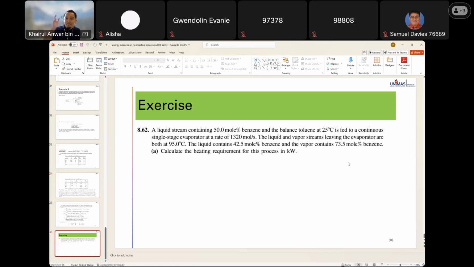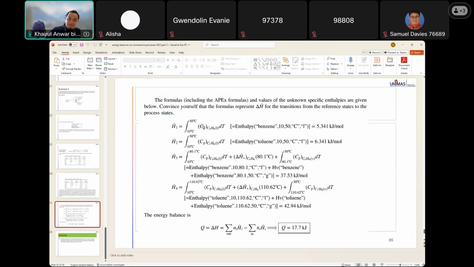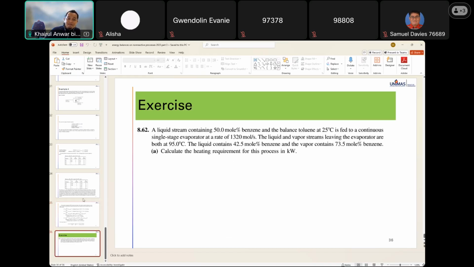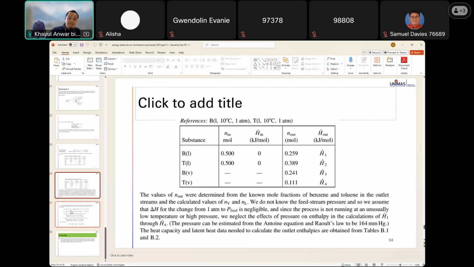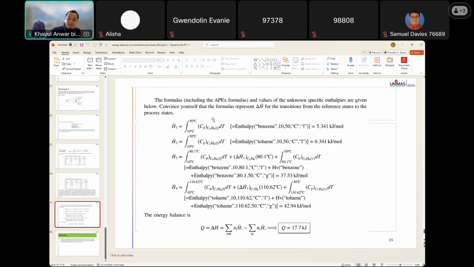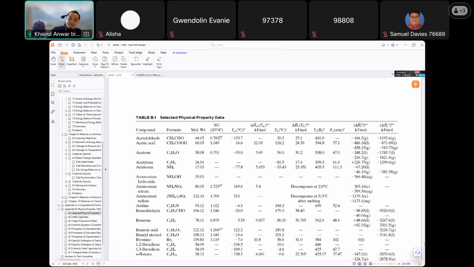So start with H1, which is benzene liquid first. H1 is like this: the temperature goes from 25 to 95 in liquid form. In liquid form there are no phase changes, so it is straightforward. Where to get the table? Table B.2 or B.4.